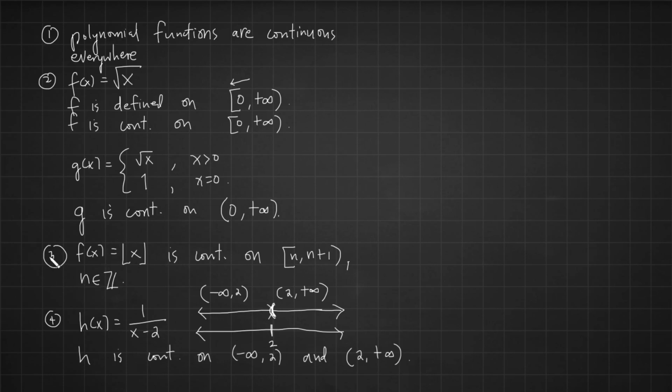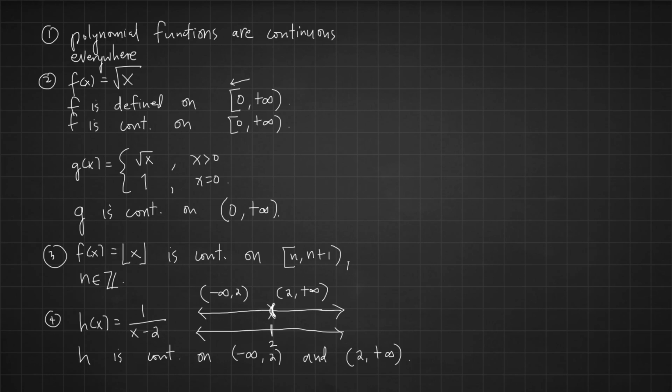Now let's go back to examples 3 and 4 because we have several intervals on which the function is continuous. Dito sa number 3, which is the floor function, we actually have infinitely many intervals of the form n to n plus 1. And dito naman sa h, we have 2 intervals. Ito, negative infinity to 2, and then 2 to positive infinity. So the question now is, if a function is continuous on 2 different intervals, is it continuous on the union of the 2 intervals? The answer to that is no.